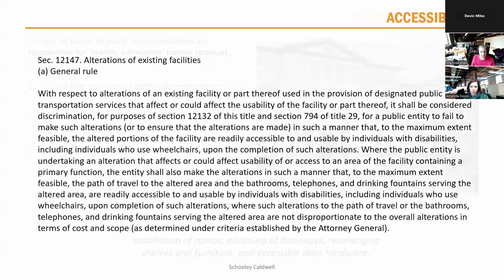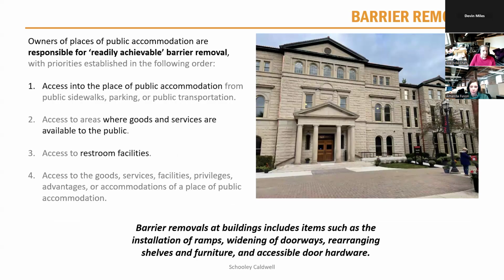So, breaking those down a little bit. Owners of places of public accommodation are responsible for readily achievable barrier removal. And they have actually identified a priority for those. Assuming you can't do everything, you need to be able to get from the public sidewalks, parking, or say the bus stop into the building. Makes sense? It doesn't do you any good whatsoever to have an accessible restroom if you can't get into the building.